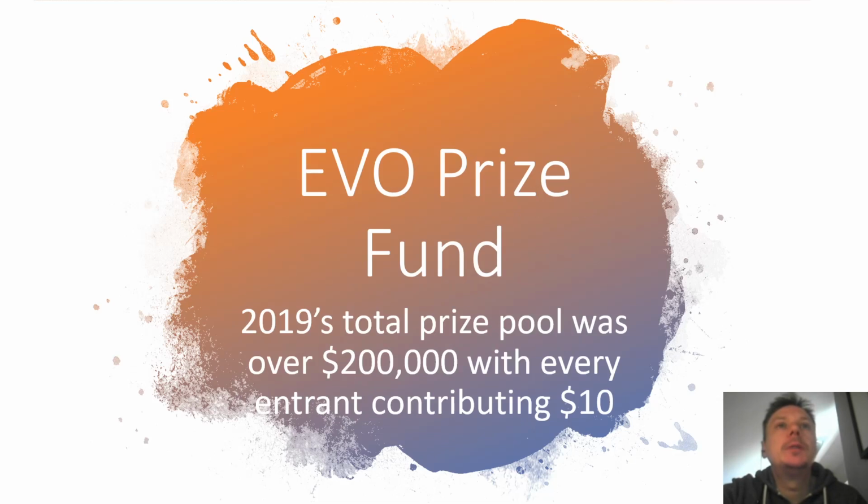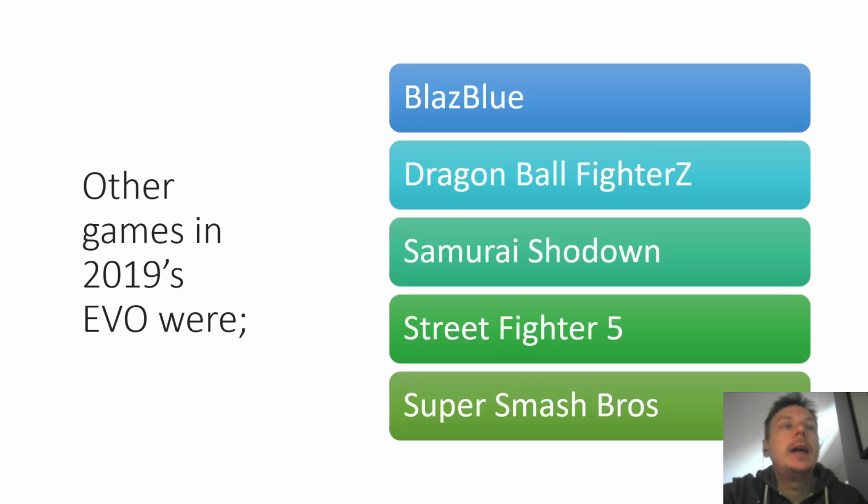So the Evo prize fund, just to give you an idea how much the players get paid, the 2019 total prize pool was over $200,000. That's because every entrant contributes $10. So the other games in 2019's Evo were BlazBlue, Dragon Ball FighterZ, Samurai Showdown, Street Fighter 5 and Super Smash Brothers, and these games change every year depending on popularity.